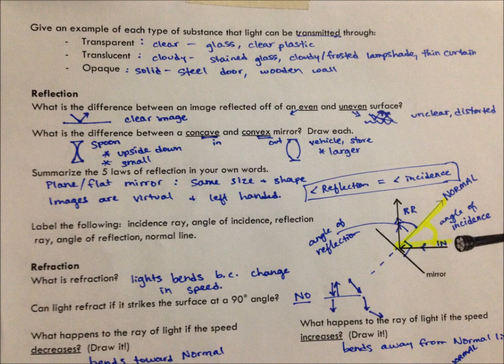They're used for security purposes because that helps make an image larger. The laws of reflection, you won't have to know all five in order. You don't have to memorize anything there. There are just a couple things I want you to remember.